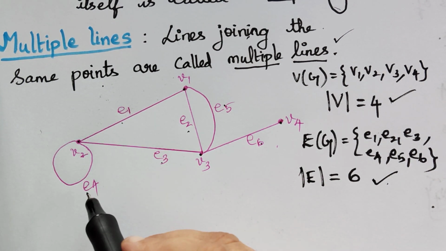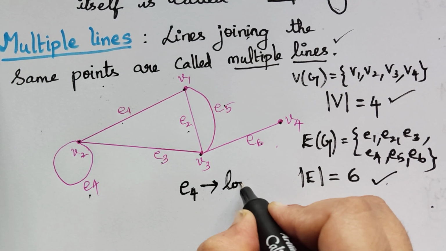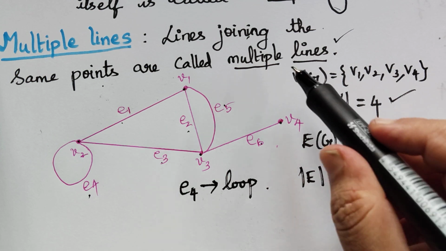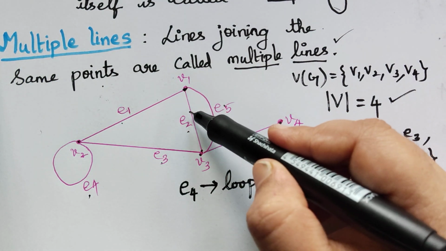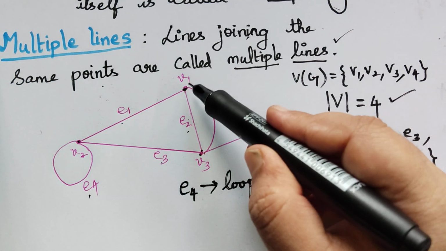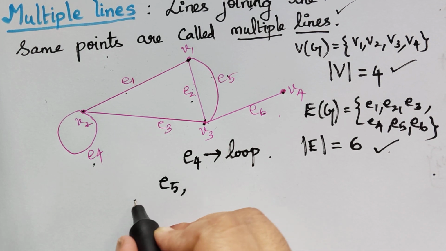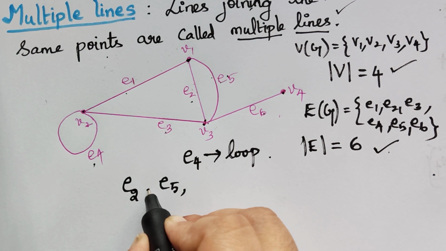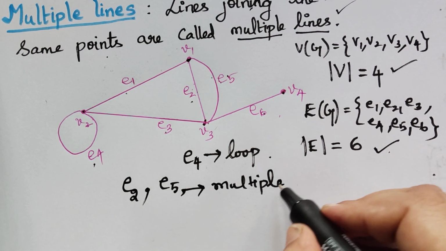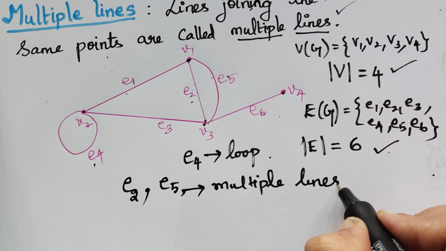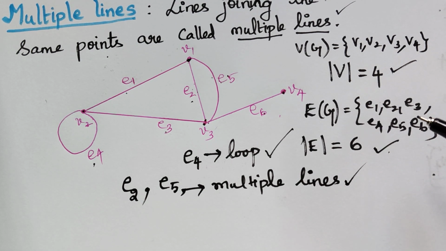And where is the loop for this graph? E4 is the loop. You can see that E4 is the loop we have. And what about the multiple lines? For these 2 vertices, there are 2 edges joining them, E2 and E5. So these are the multiple edges, and they can also be called multiple lines. I hope you have understood what a loop is and what multiple lines are.